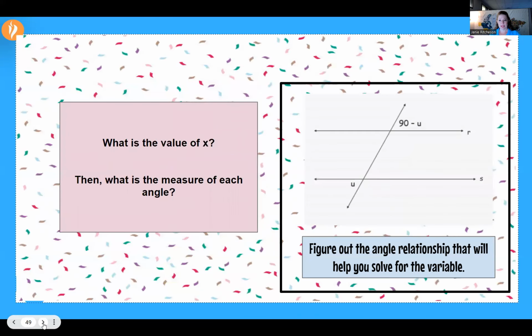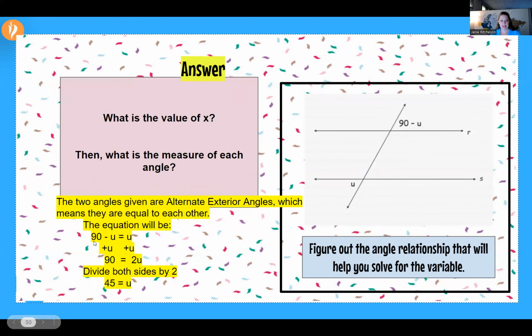All right, what about this one? What's the relationship between this angle and this angle? Well, they are alternate exterior angles. Alternate exterior angles are equal to each other, which means I'm going to set 90 minus u equal to u because they are equal to each other. 90 minus u is equal to u.